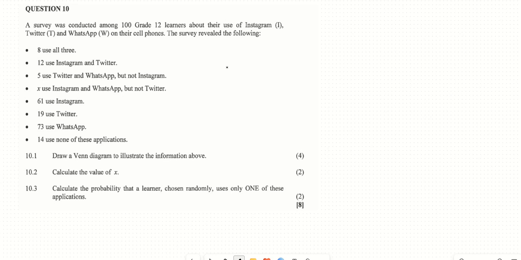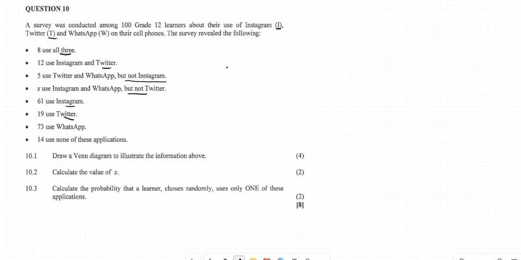Okay, a survey was conducted among 112 learners about their use of Instagram, which is I, Twitter, which is T, and WhatsApp on the cell phone. The survey revealed the following: 8 use all three, 12 use Twitter and Instagram, 5 use Twitter and WhatsApp but not Instagram, x use Instagram and WhatsApp but not Twitter, 61 use Instagram, 19 use Twitter, 73 use WhatsApp, 14 use none of the applications. So now 10.1, draw the Venn diagram.